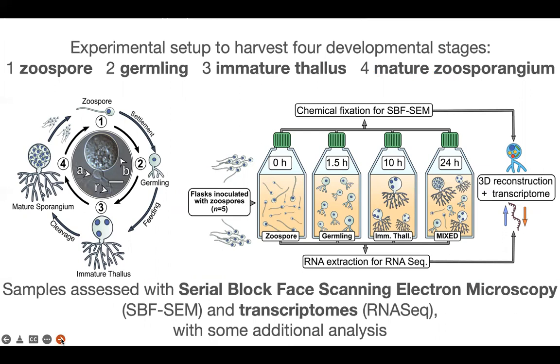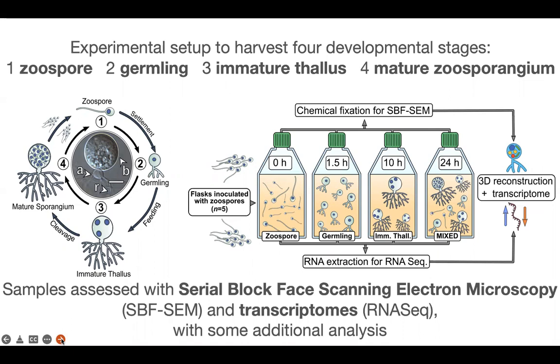And then we couldn't coordinate the final stage. So the last sample, the mature zoosporangium stage, is actually a mix. I'll show that a bit more. And we do two things. We do some transcriptomics, which I think most people are aware of. So we sequence all the mRNA in the sample, and this tells us which genes are being switched on and switched off. Quite straightforward. We did something quite new to us, which is SBF-SEM.